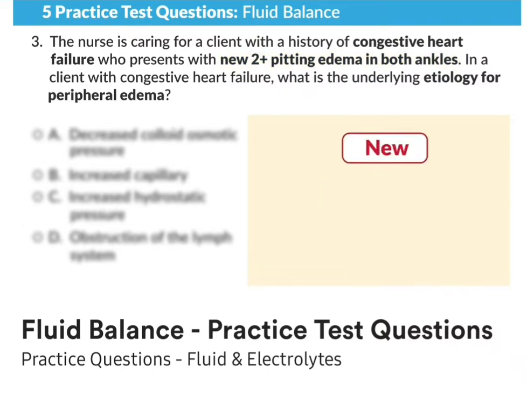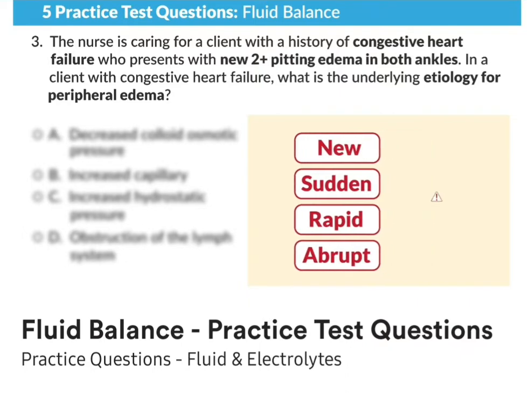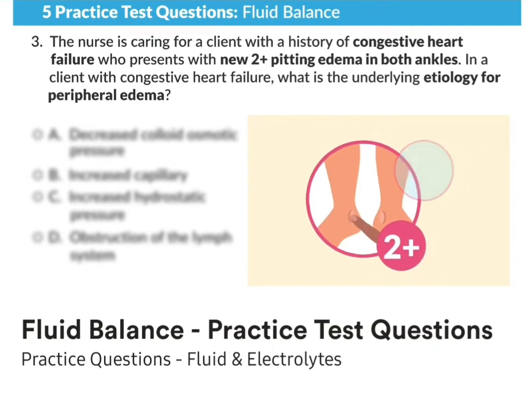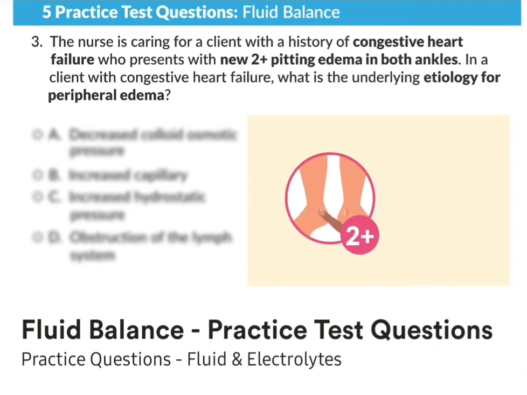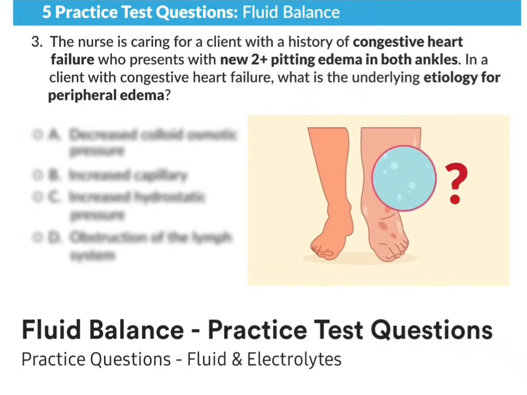So anytime you see the word new, sudden, rapid, or even abrupt, this typically means a critical client, as things are getting worse. So pitting edema is that soggy, waterbed looking skin, as heavy fluid fills up the body and now accumulates in the legs and the peripheries. Now this question is specifically asking the underlying etiology, or basically the cause of peripheral edema. So again, before looking at the options, just think about it here. What is causing this peripheral edema, this waterbed looking skin?